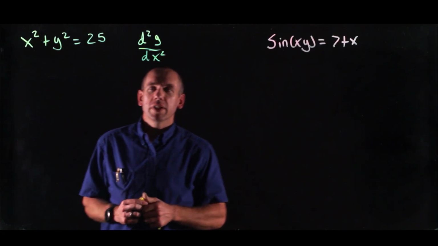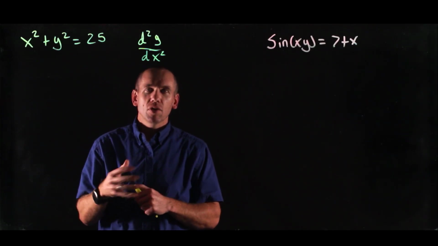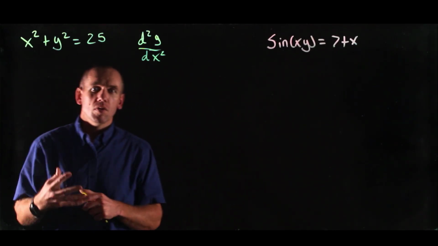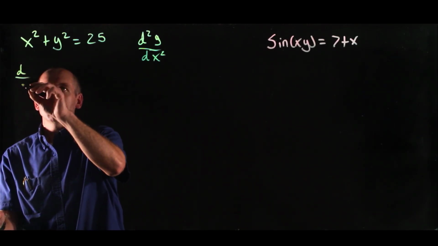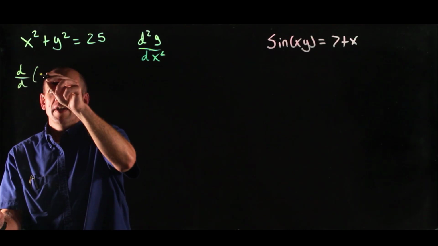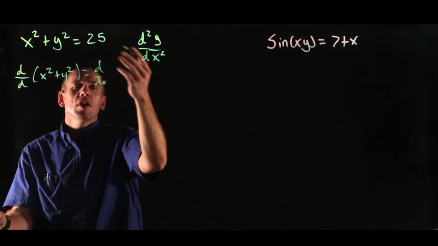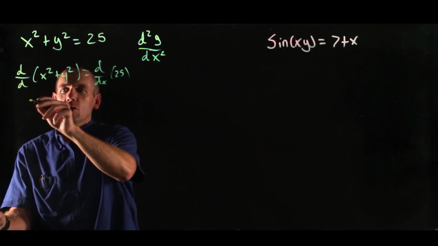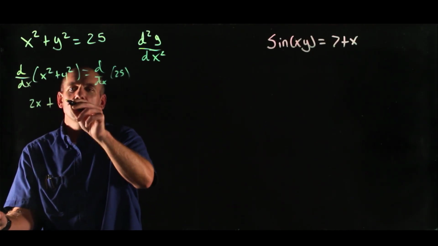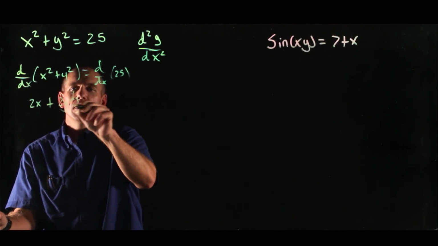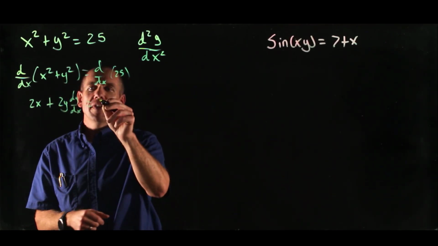We are going to look at a couple example problems using implicit differentiation. This one says find the second derivative of y with respect to x. So that means we've got to differentiate twice. We have our first derivative with respect to x of x squared plus y squared equals the derivative with respect to x of 25. And so 2x, remember that's the derivative with respect to x, plus 2y dy dx equals the derivative with respect to x of 25, which is 0.